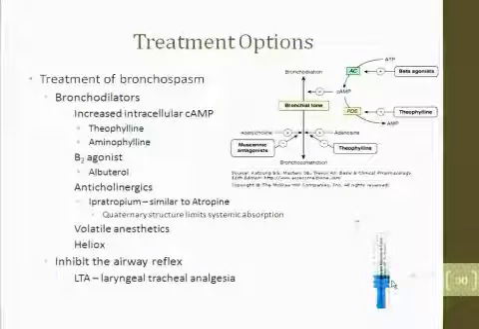Instead, we use more like beta-2 agonists, such as albuterol. It's pretty much our first-line therapy. The anticholinergics sometimes are used as well, which is ipratropium bromide, which is a substance that looks very similar to atropine. The nice thing about ipratropium bromide is it doesn't cause as much tachycardia as atropine. And it also is a quaternary ammonium, so it limits the systemic absorption into the brain. So you don't get the same level of anxiety that you do with atropine.